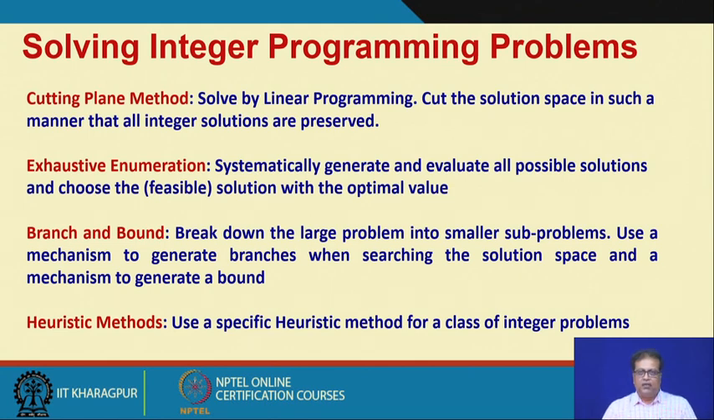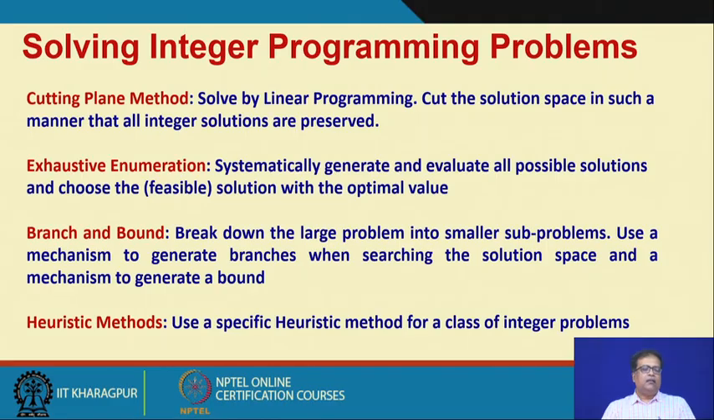That means you have already cut a certain portion of the solution space, the minimum portion, where the current optimal solution is excluded. Then again solve the problem by linear programming and find the solution. If it is integer, the final optimal solution is obtained, and if it is not integer, then continue the process. So, this is the cutting plane method.